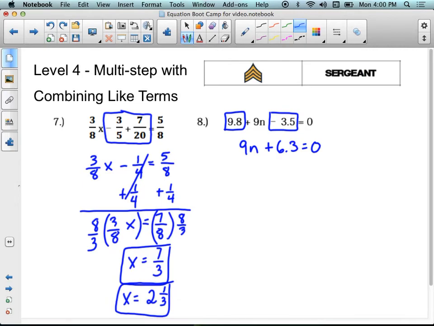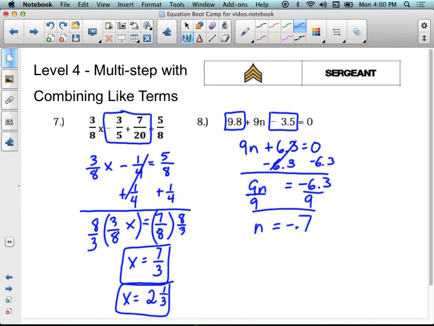9n is the variable term, plus 6.3 is the constant term. So what I'm going to do is I'm going to subtract 6.3 to eliminate the constant term first, and I'll get 9n equals negative 6.3. Okay, those go away. And now I want to divide both sides by 9. And I'll get n equals negative, what's this? Negative 6.3 divided by 9, negative 0.7.